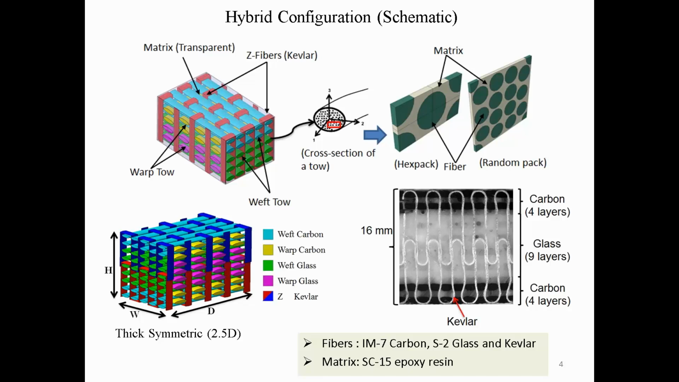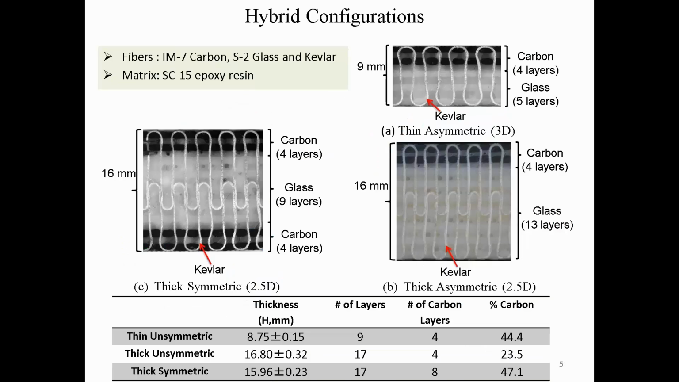Okay, so on the right hand side you see a small micro-CT 2D cross-sectional image, where all the black fiber tows are carbon, all the white in the middle at the center is glass fibers, and you see those threads running in the thickness direction, which is Kevlar, and the epoxy is SC15 epoxy. It's a high temperature thermoset resin for particular applications. And this is a few more details.